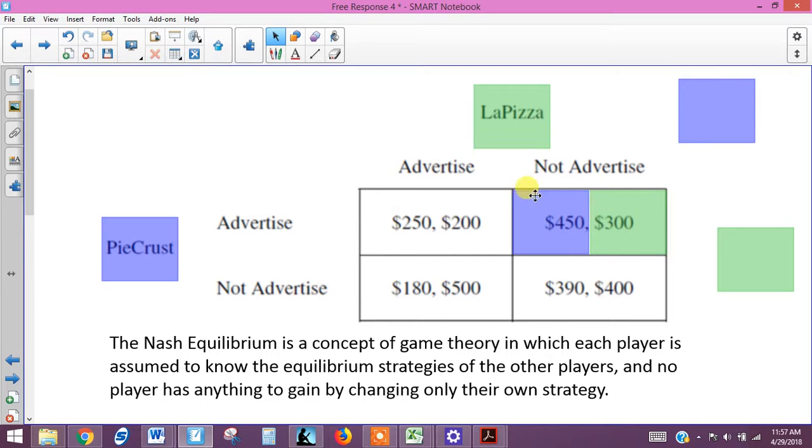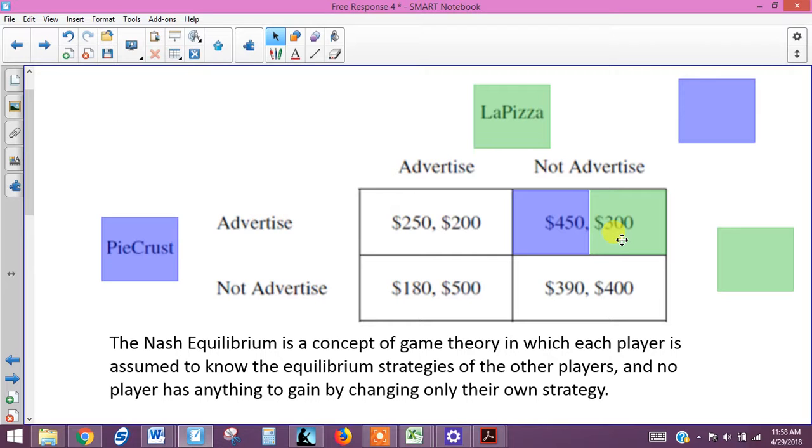So we can say that this quadrant right here is where the Nash equilibrium is, where La Pizza does not advertise and pie crust does, okay? And the profits are 450 for pie crust and 300 for La Pizza, and that's your answer.